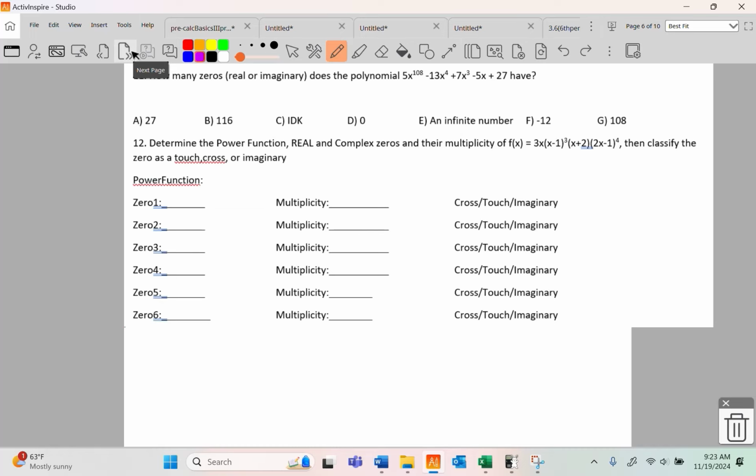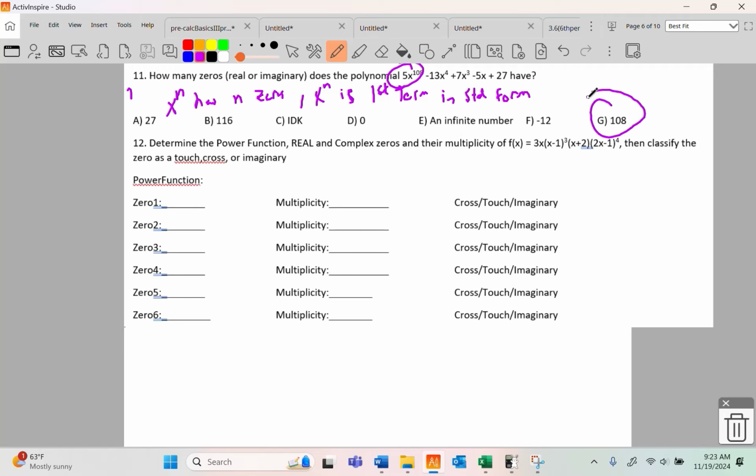All right, 11. How many zeros, real or imaginary, does the polynomial 5x to the 108th minus blah, blah, blah plus 27 have? X to the n has n zeros. And again, x to the n is the first term in standard form. So it's going to be this guy right there. It takes a special kind of special to miss number 11. All right, that's all I'm going to say about that.